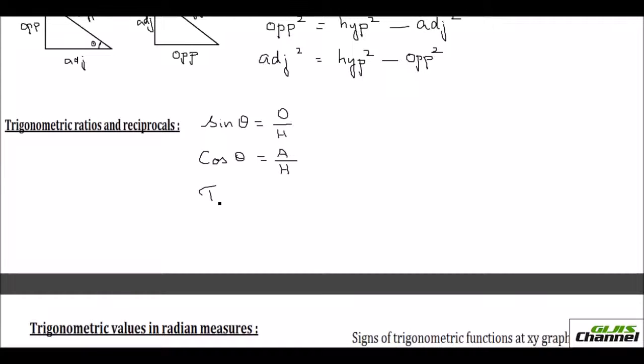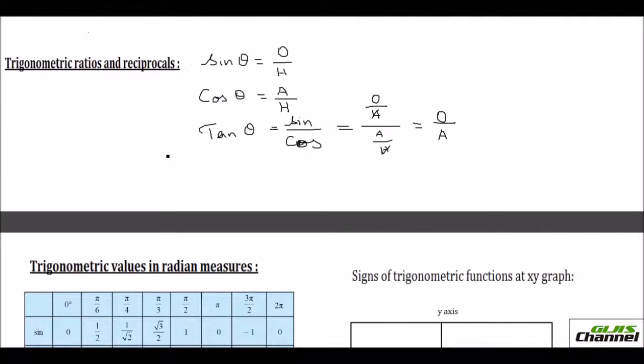The tan theta is sine over cos. So this is equal to sine theta over cos theta. You know your sine is opposite over hypotenuse, divided by adjacent over hypotenuse. The hypotenuse would get cancelled and hence you would get tan theta as opposite over adjacent.